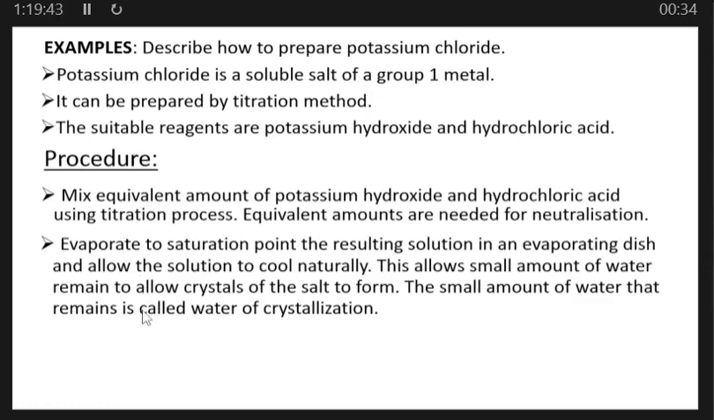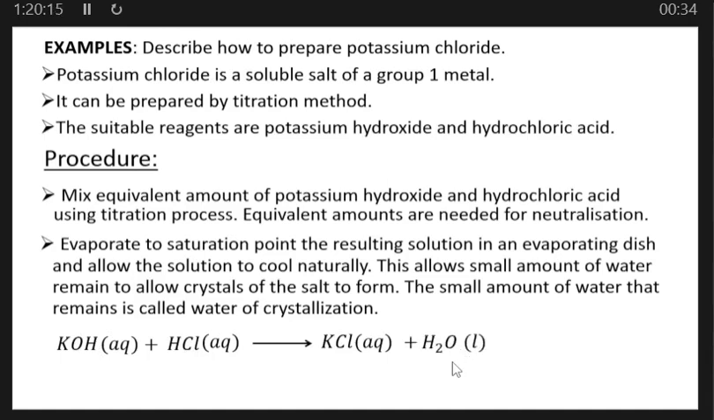Now after you describe these procedures, you write the equation: potassium hydroxide, aqueous, plus hydrochloric acid, also aqueous. All right, so the potassium will react with the chloride to form potassium chloride, aqueous. Then the hydrogen will react with the hydroxide to form water, liquid. So this equation is balanced.